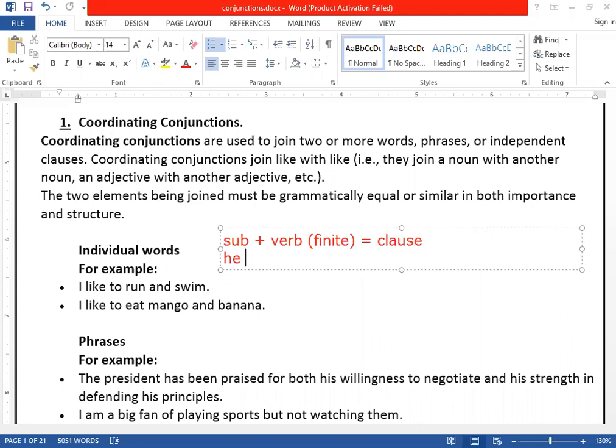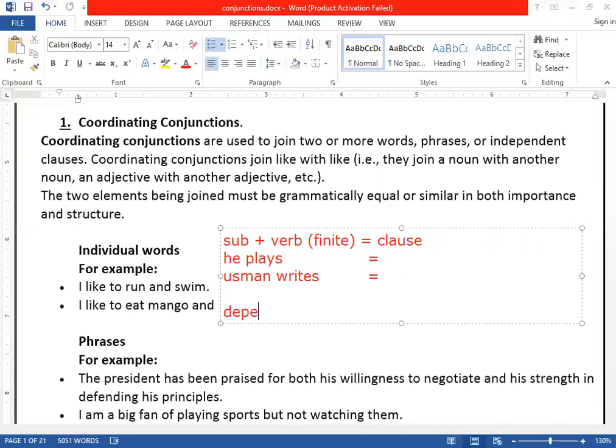If I say he plays or Osman writes, both of them are what? Clauses. Because he is the subject, plays is the verb. Osman is the subject, writes is the verb. Clear? Both of them function as a clause. Now, as I said, clauses are of 2 different types. Number 1, it can be a dependent clause. And the second one, we call independent.